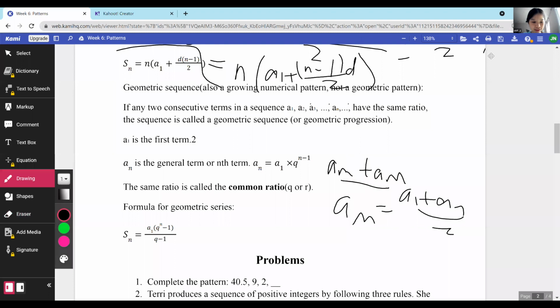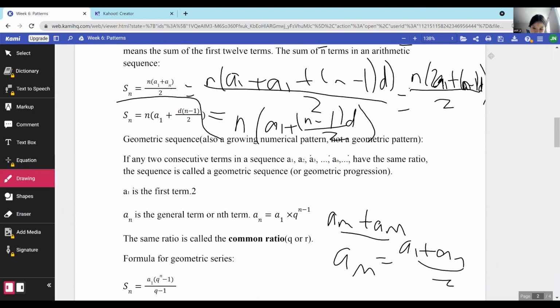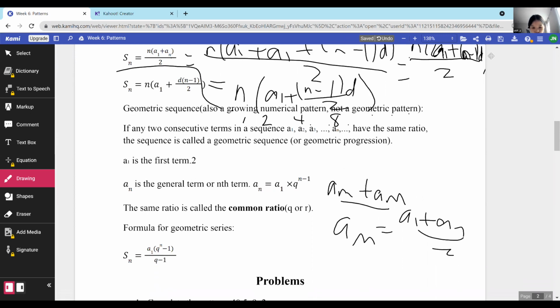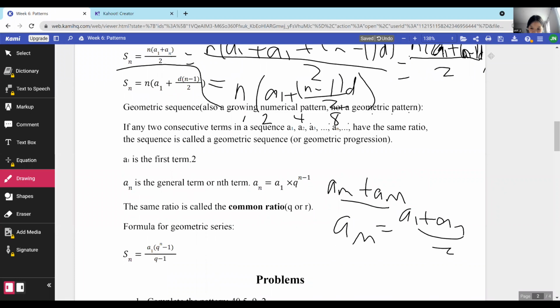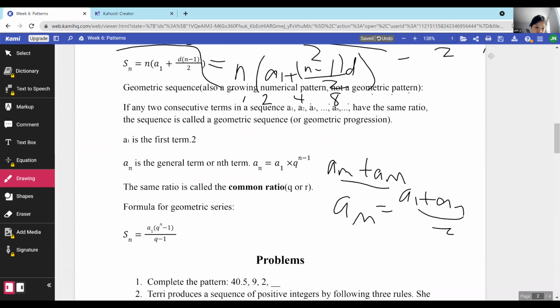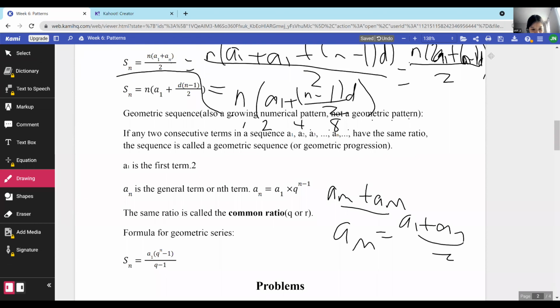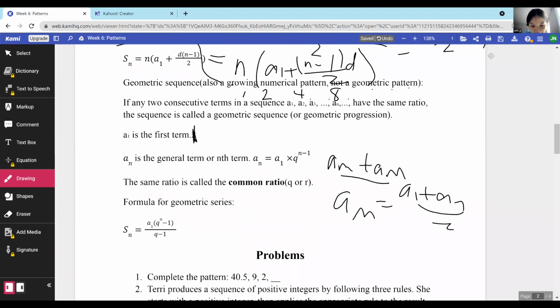For example, a geometric sequence can be 1, 2, 4, 8, and so on. Basically, you're multiplying by 2 each time. And a1 is denoted as the first term, just like in sequences usually. An is the general term or the nth term.